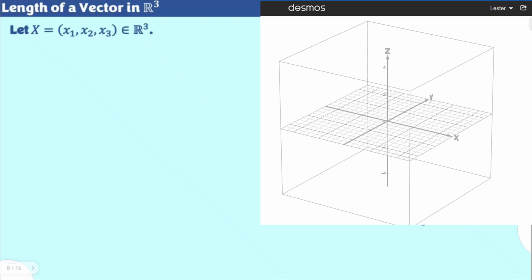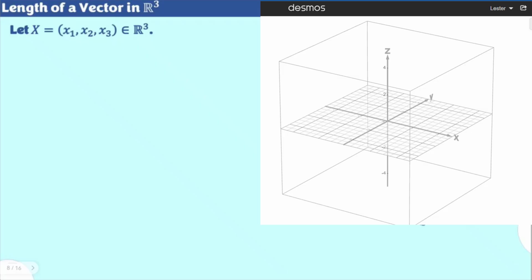This time, let's talk about the length of a vector in R3. This is also known as a norm of a vector in R3. So here, we are to illustrate first the formula in solving for the length of a vector, and then later on we'll have an example to illustrate in this given video.